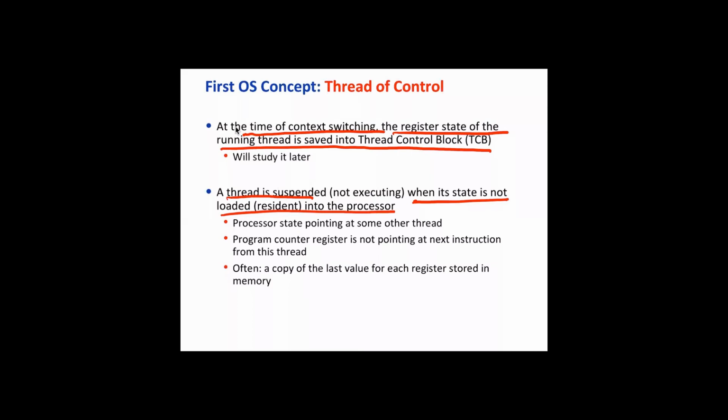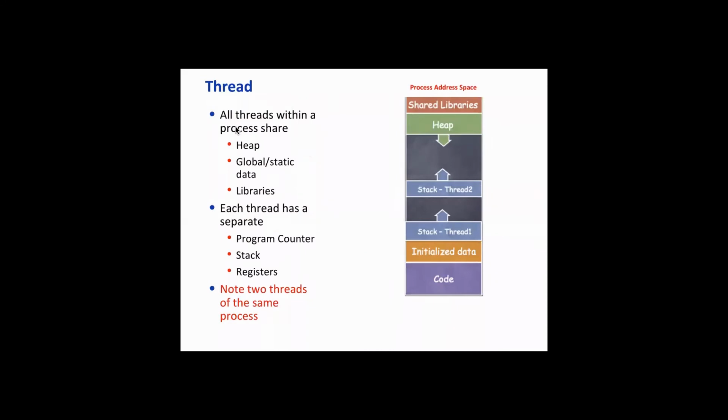Correspondingly, the processor state points to some other thread which has been brought in, and the program counter points to the thread that has been brought in. It's not pointing to the old thread. And a copy of the last values of its registers is stored somewhere, say the TCB, for example.